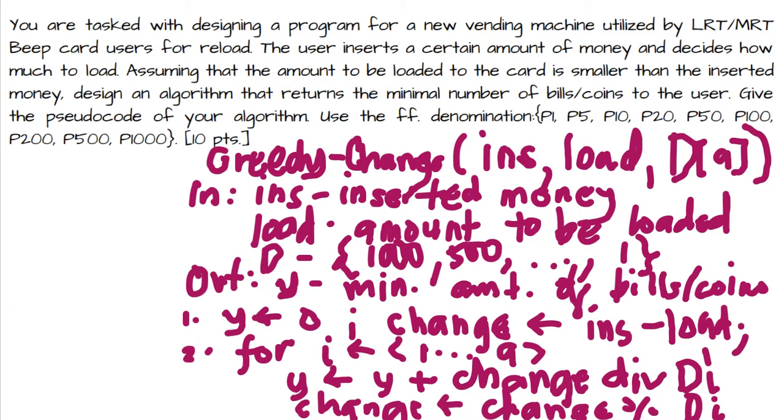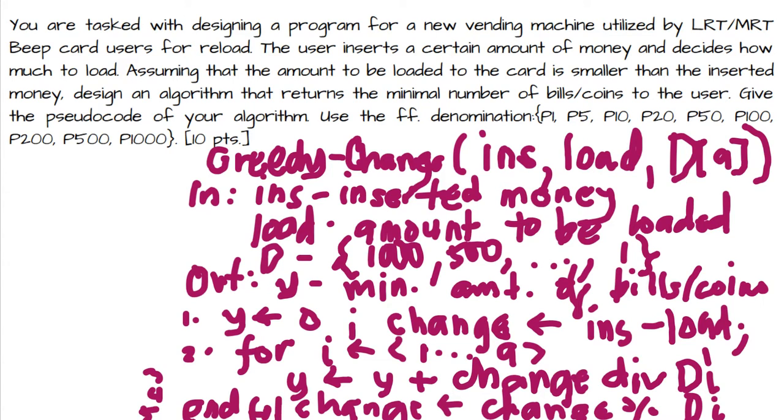After that, we'll have to end for, so end for. So this is 5 lines of pseudocode. So we could express this in an actual code.